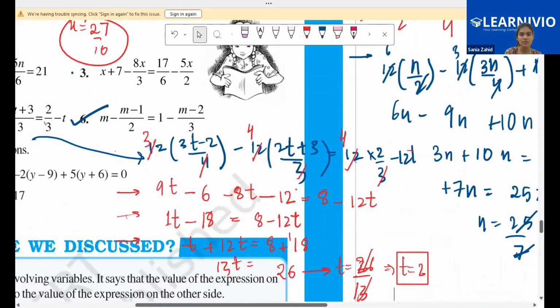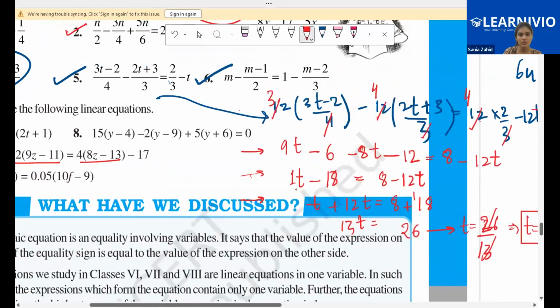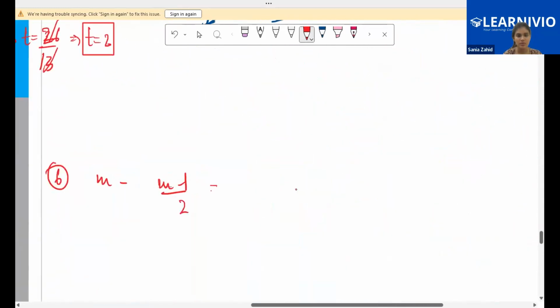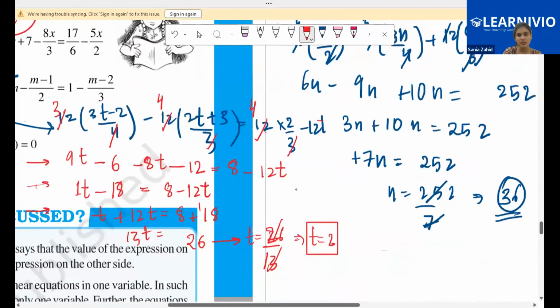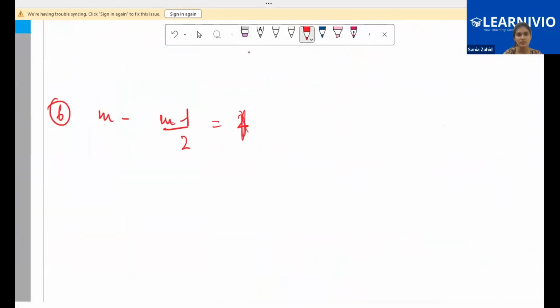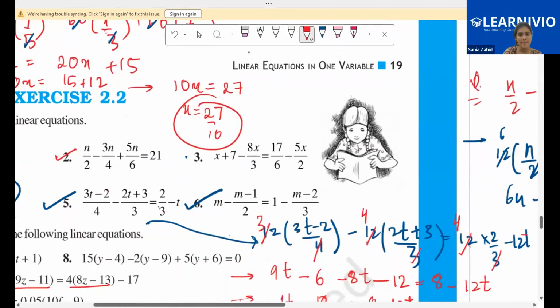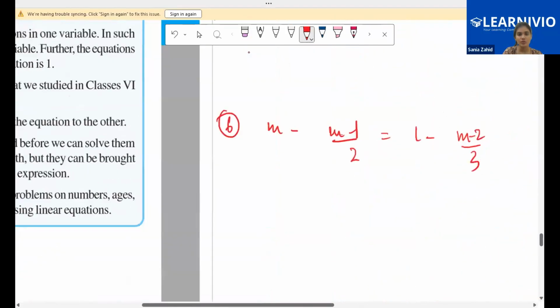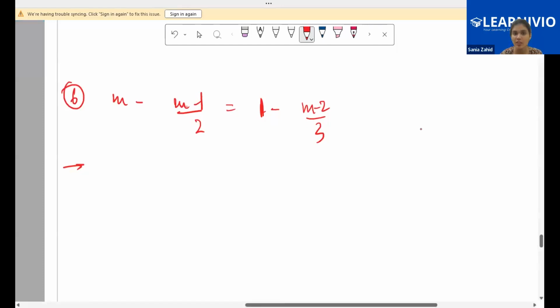Sixth one, I'll write it here. (m minus 1) by 2 is equal to 1 minus (m minus 2) by 3. Okay, so look here. What do you have first of all is, you will take the LCM. So what is the LCM of 2 and 3? 6. So now you multiply every term with 6.